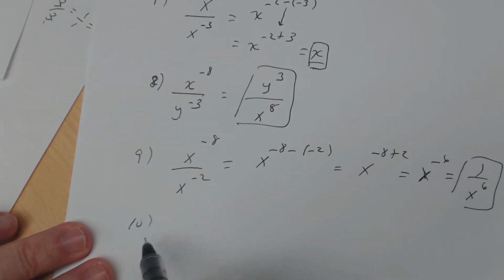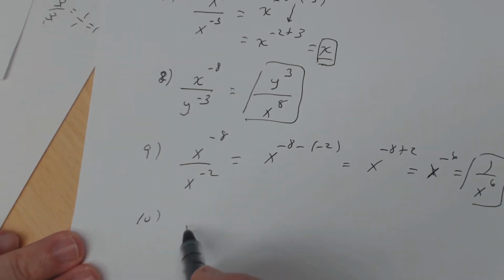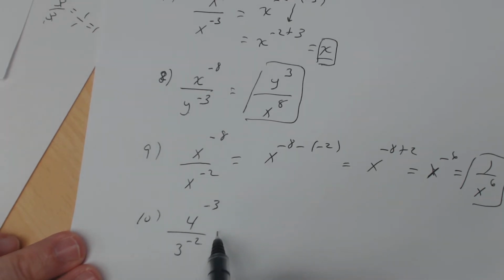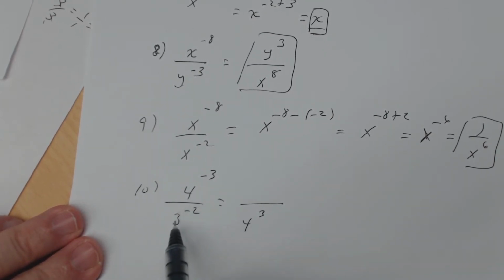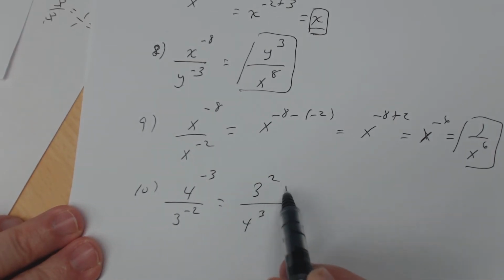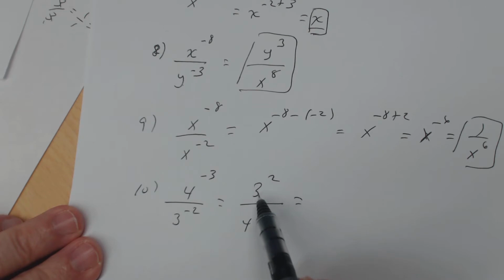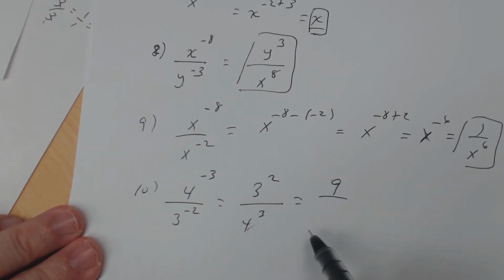Alright, number 10. You have 4 to the negative third power divided by 3 to the negative second power. So again, rewrite it. 4 to the negative third, I'm going to put in the denominator, and the exponent becomes positive. 3 to the negative second in the denominator, you put in the numerator to make the exponent positive, and then you just simplify. So 3 squared is 9. 4 cubed is 4 times 4 times 4, which is 64.